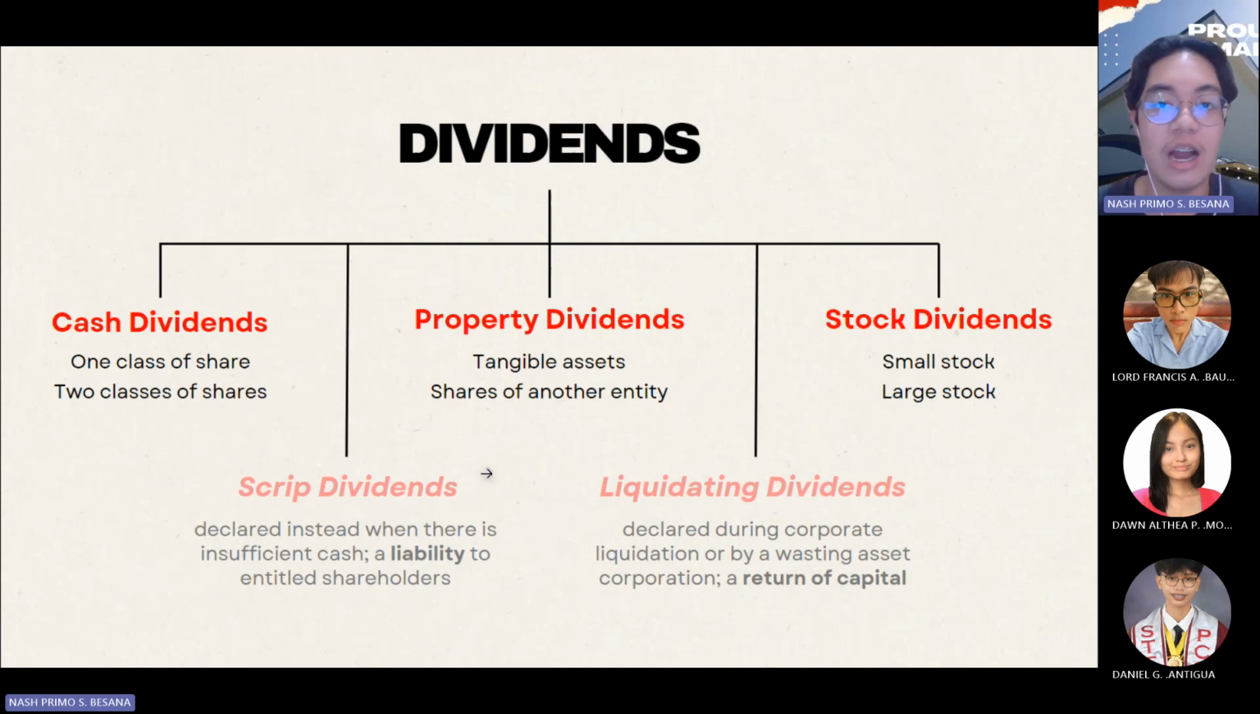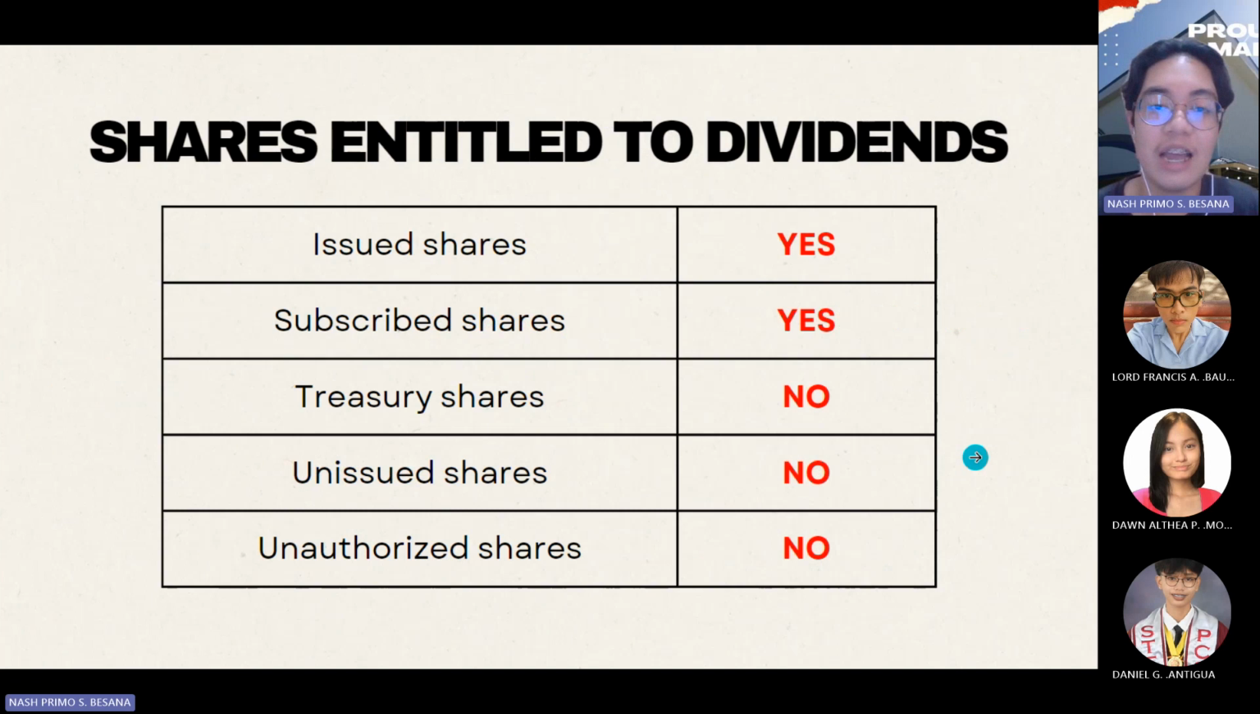And it was considered a return of capital. So, kapag nakatanggap ka ng liquidating dividends, it is technically kung na-receive mo ulit yung ininvest mo dati. So, yun yung liquidating dividends. But we will only be discussing yung first three. So, cash, property, and stock. So, shares entitled to dividends.